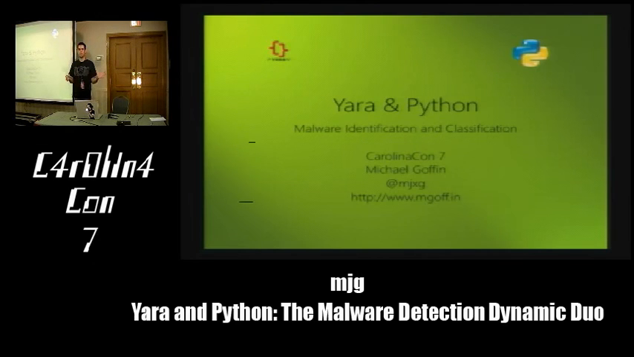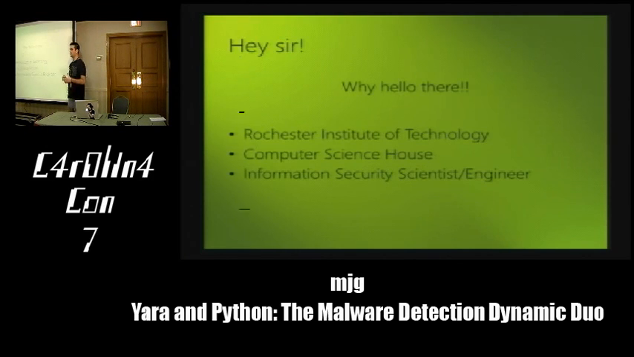So, like I said, Mike Goffin. A lot of people call me Sir. Some people just call me MJG. It's my initials. What I'm going to talk about today is a little bit about malware and how you can do identification and classification of malware using Yara, specifically with Python. They have a lot of bindings with other languages and APIs for whatever you need, but specifically for ease of use, Python.